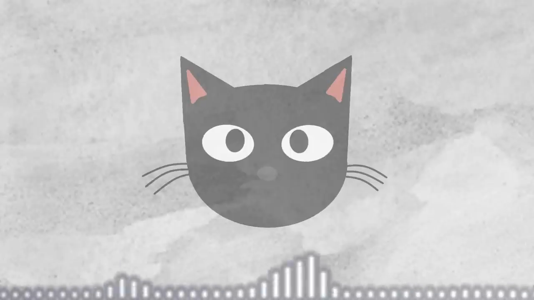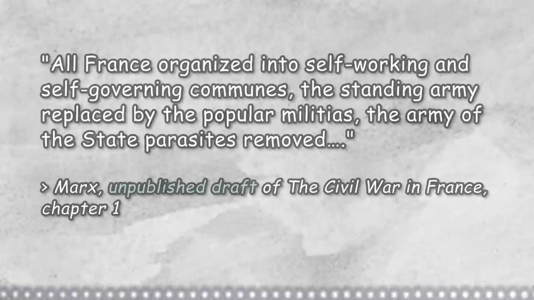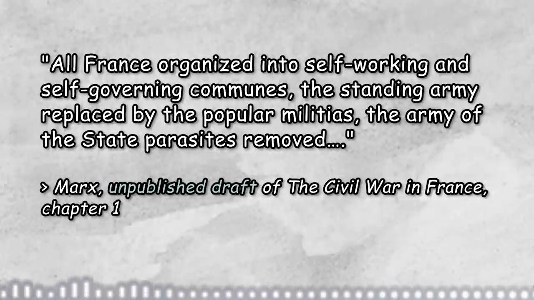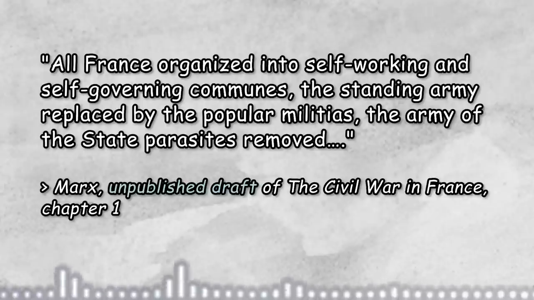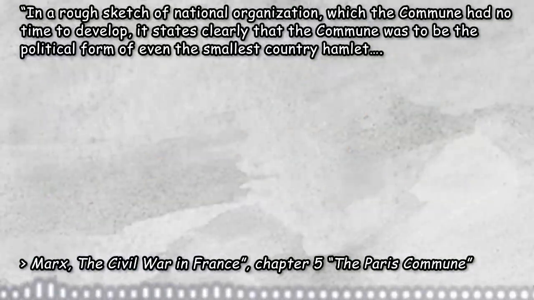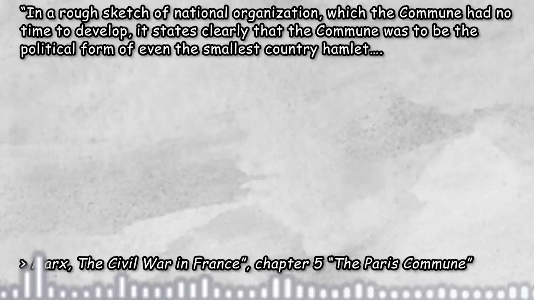Marx also wrote what it could be like if the Paris Commune were scaled up to the national level. In his words, "All France organized into self-working and self-governing communes. The standing army replaced by popular militias. And the army of the state parasites removed. In a rough sketch of national organization, which the commune had no time to develop, it states clearly that the commune was to be the political form of even the smallest country hamlet.